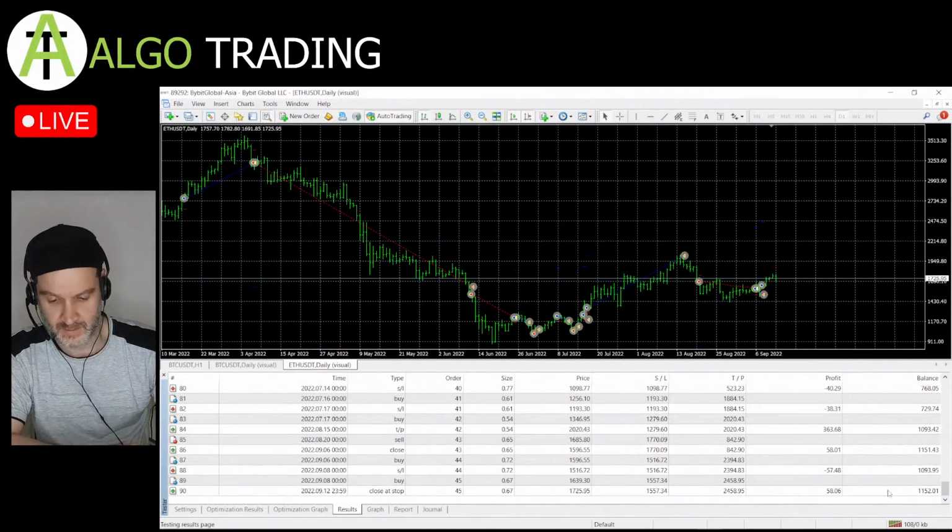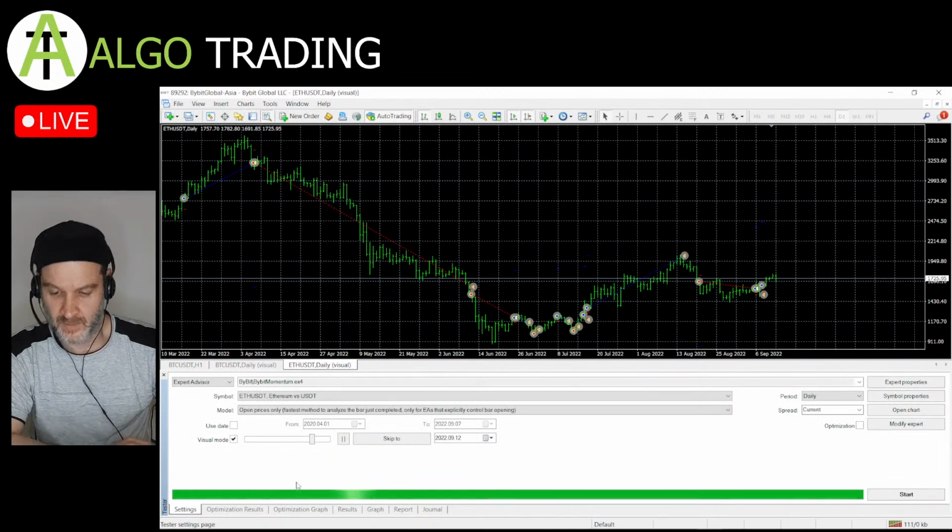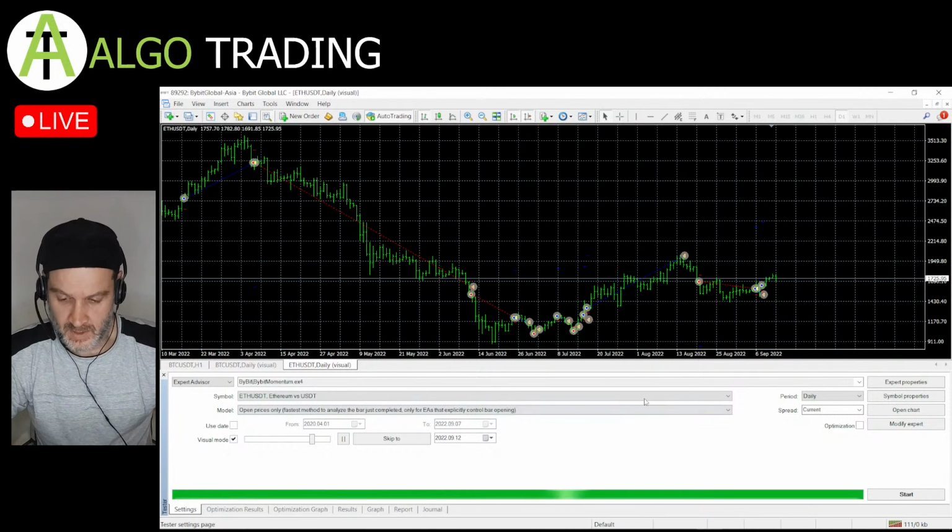Okay, so let's get the report. That's about a 400% gain. It's not bad. With the drawdown, the relative drawdown is 41, so that's quite high. Okay, let's actually try something else.